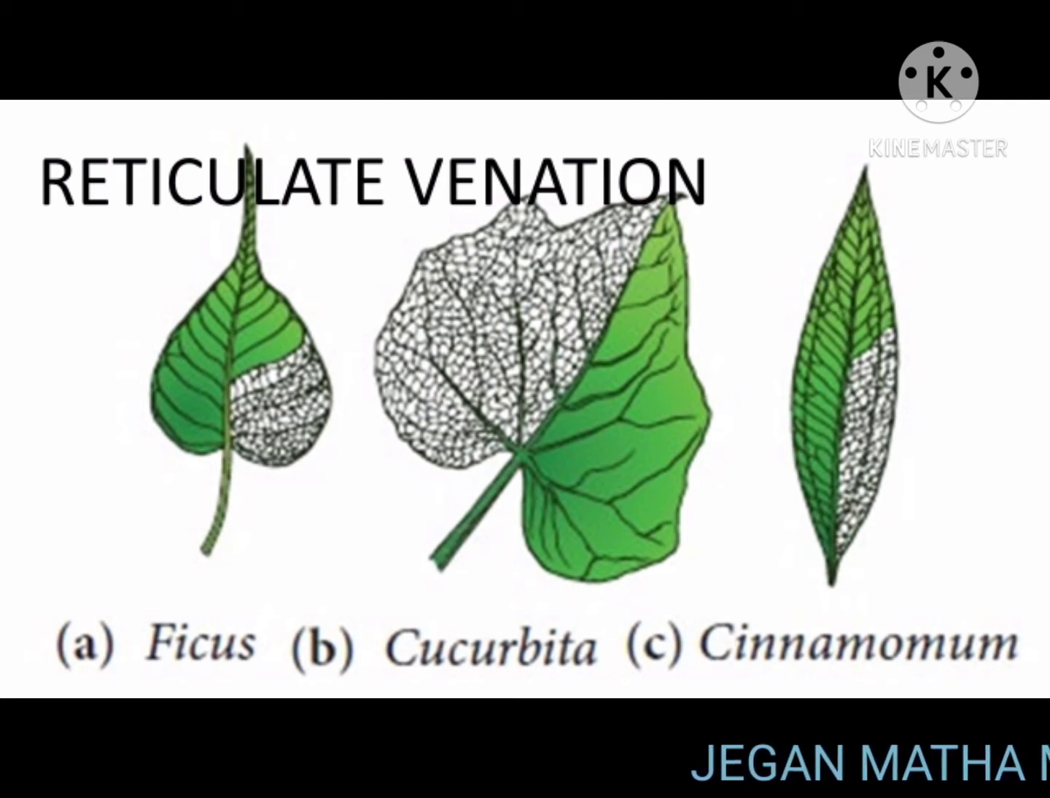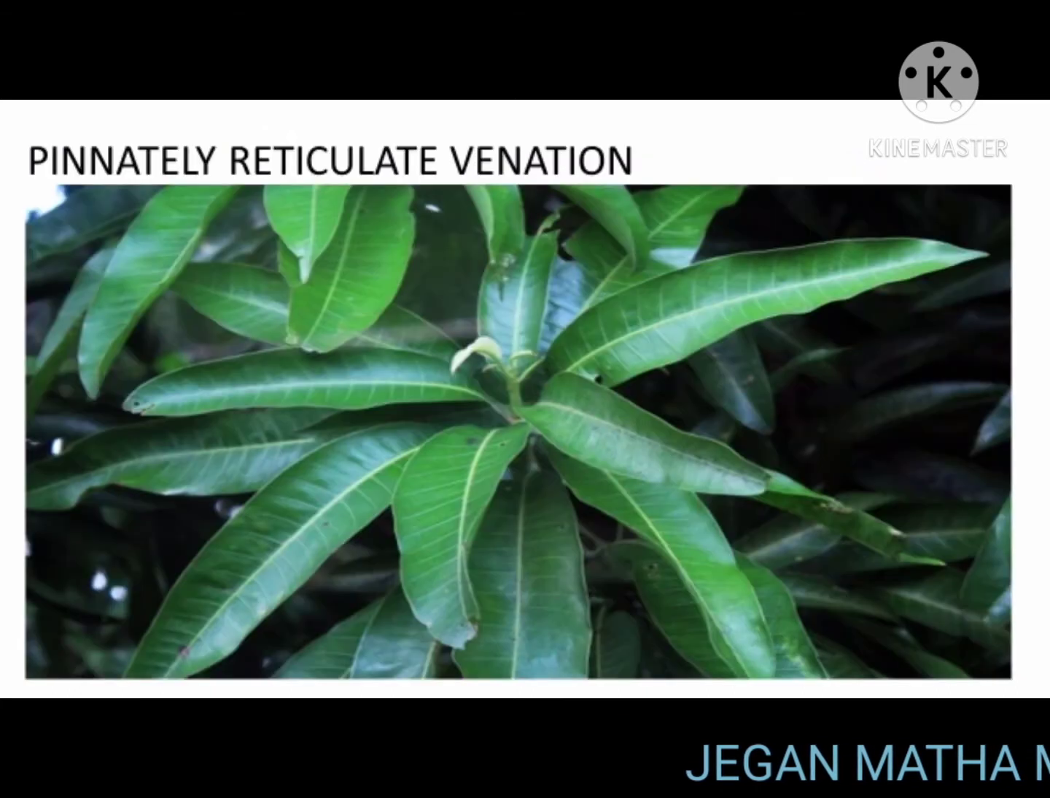It is of two types: pinnately reticulate venation, unicostate. In this type of venation, there is only one midrib in the center, which forms mainly lateral branches to form a network. Example, Mangifera indica.